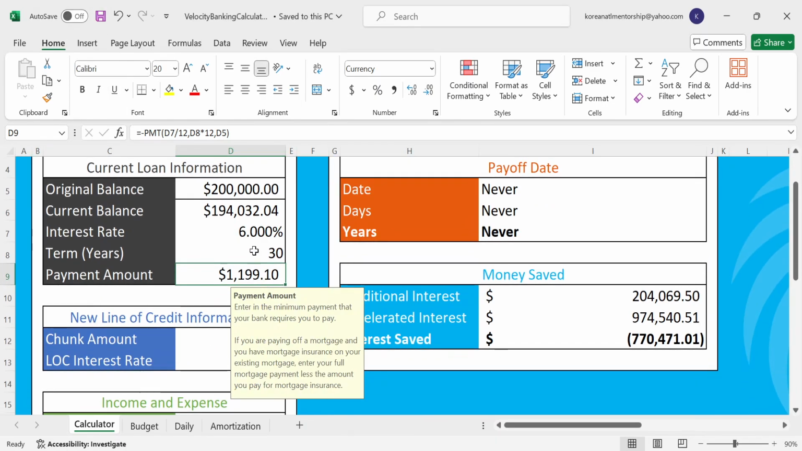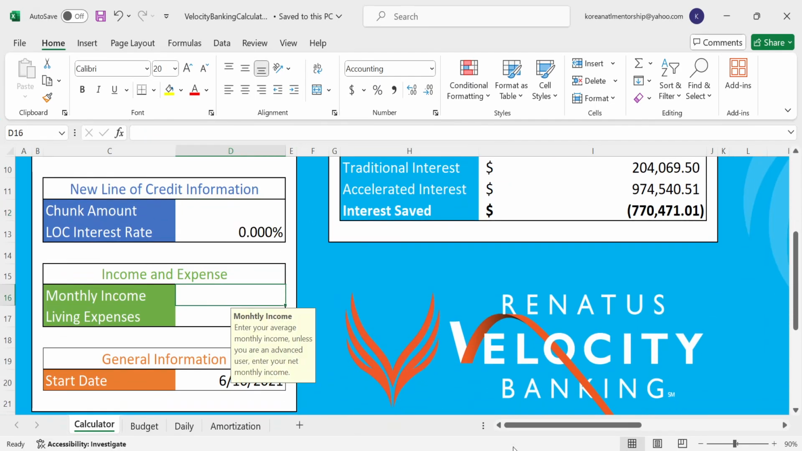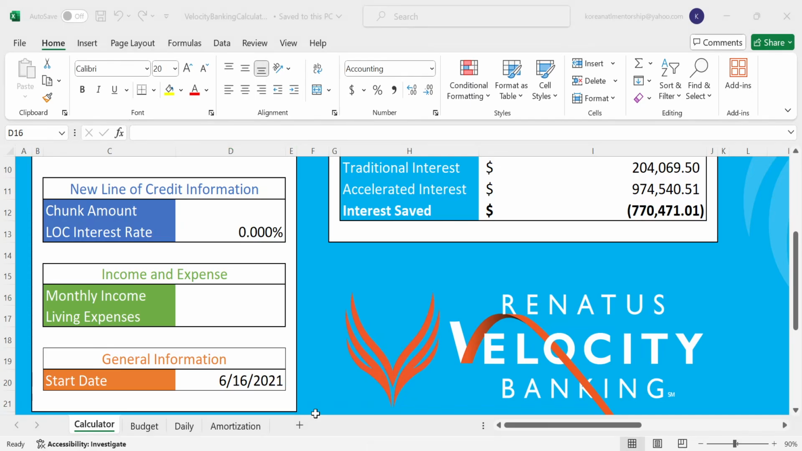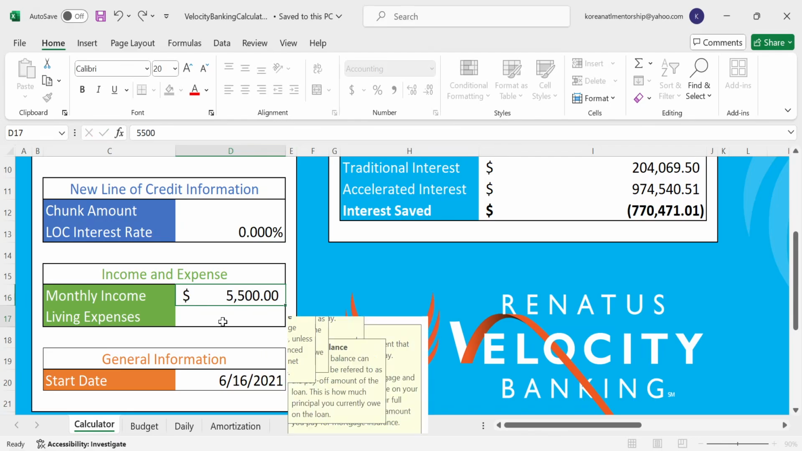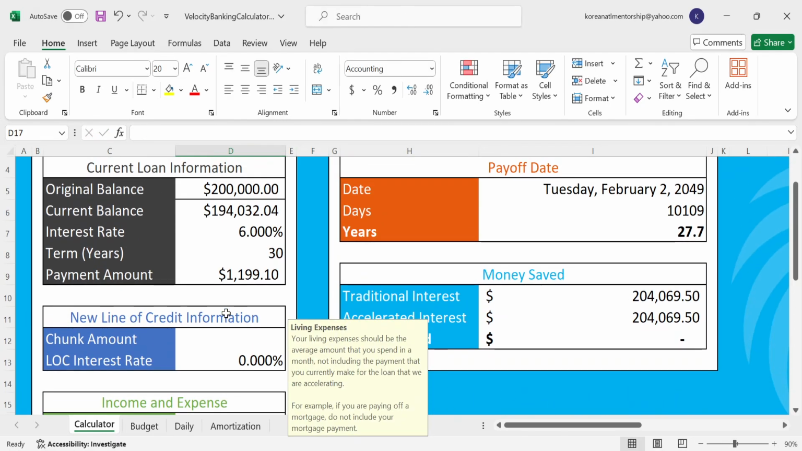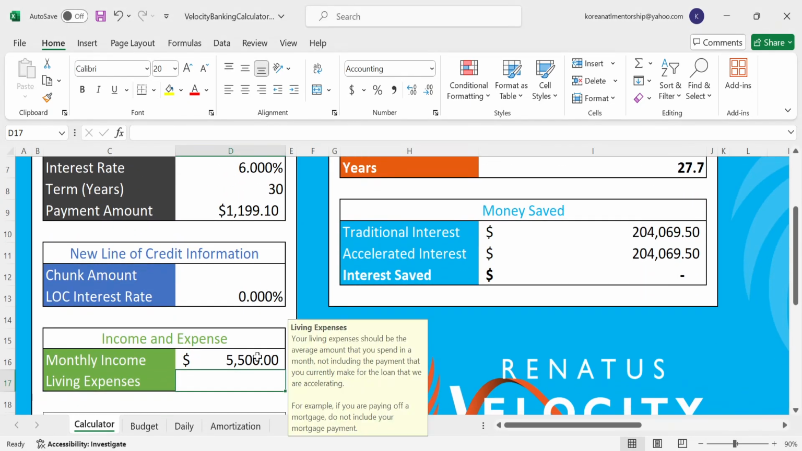Okay, so 1191.1, and then what is the monthly income? So the monthly income is, what was it, 5,500. And then our living expenses is everything except for the loan we're trying to pay off. In the previous spreadsheet, I put our general living expenses at about 1,500 a month, so we'll just put 1,500 here.